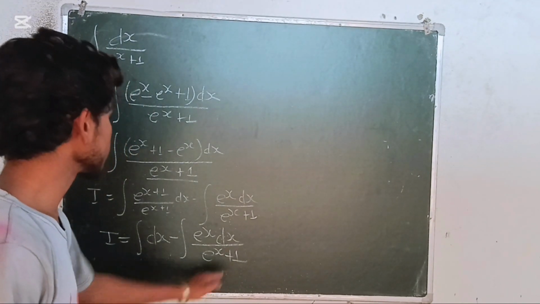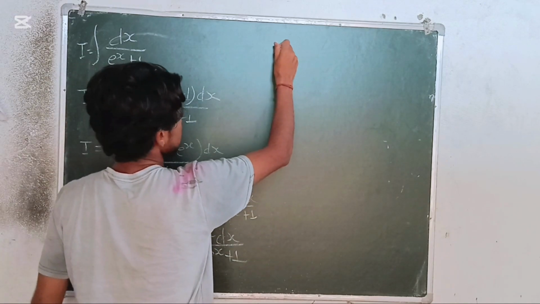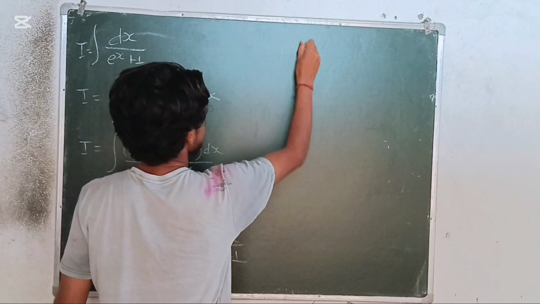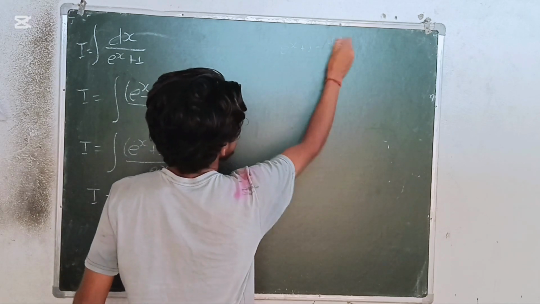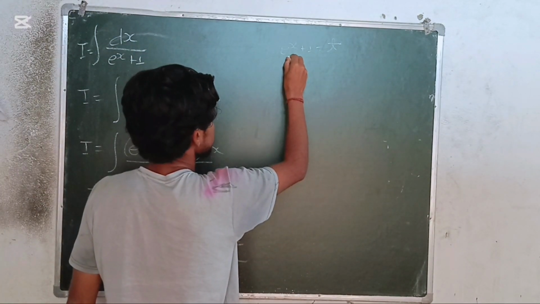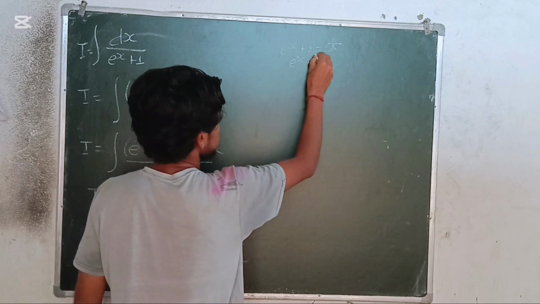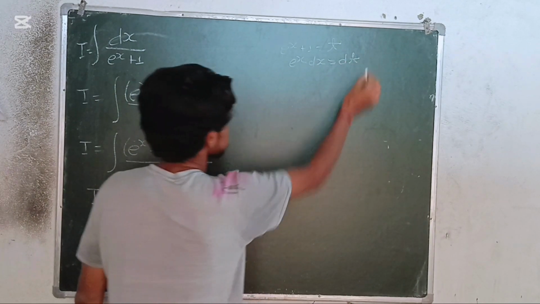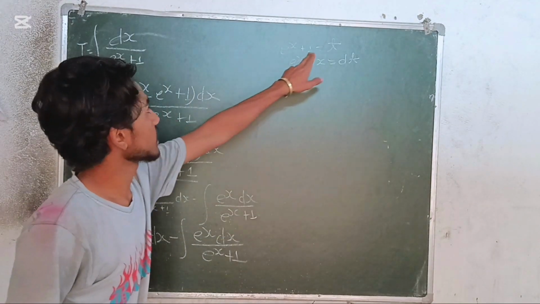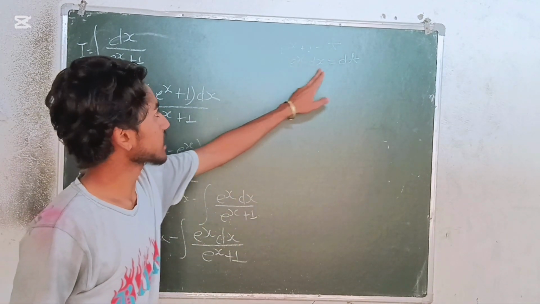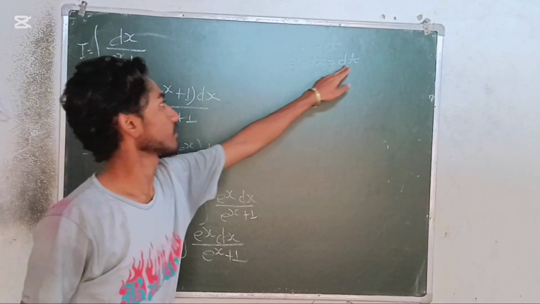This would be easier for us, but it looks quite non-intuitive. So let us substitute this with some result. Let us assume that e^x plus 1 is our new variable, t, and if we differentiate it with respect to x, we get e^x dx is dt. So in terms of e^x plus 1 we can write t, and in terms of e^x dx, above here, we can write just dt.